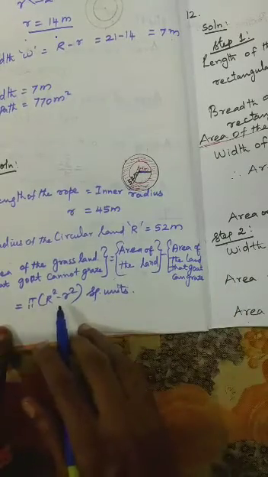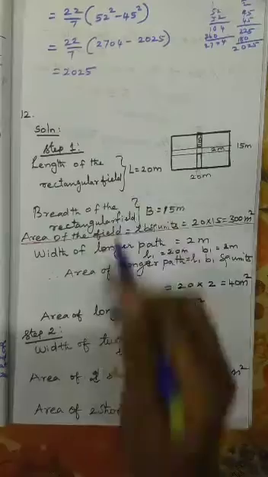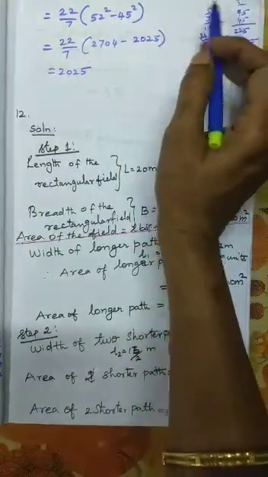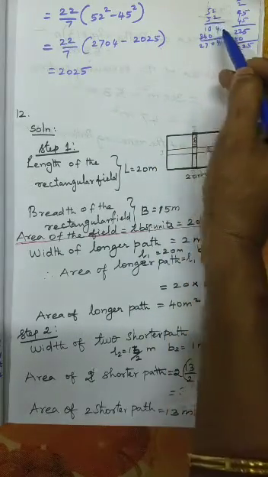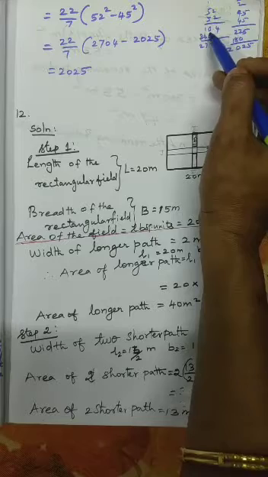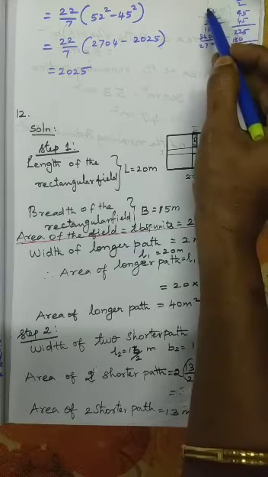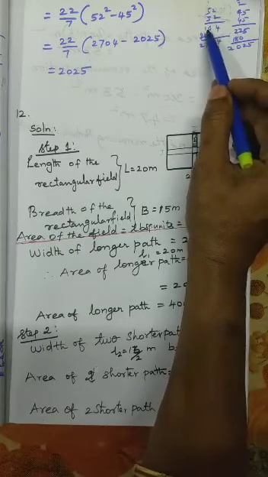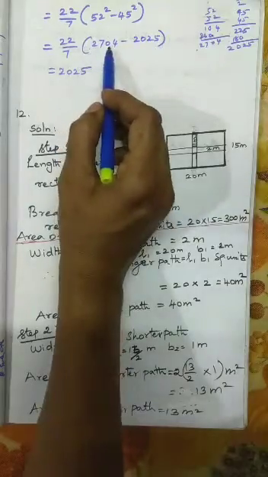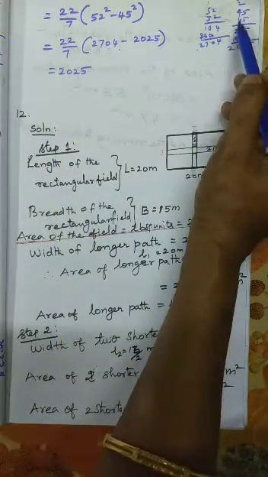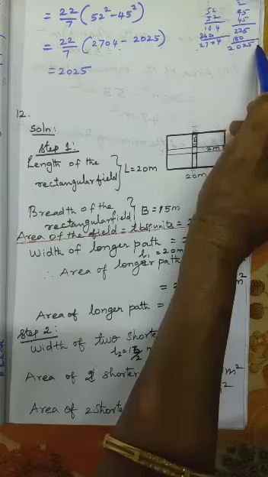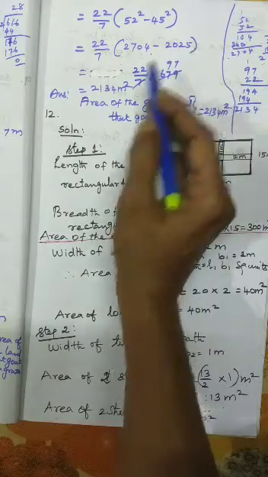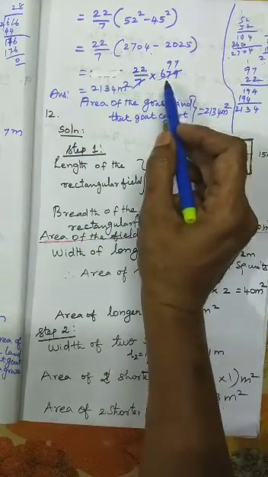That is pi into capital R square minus small r square, square units. Now 22 by 7 into 52 square minus 45 square. 52 square we can multiply. 52 into 52: 2 2s are 4, 5 2s are 10, then 5 2s are 10, 0. Remainder 1. 5 5s are 25, 1 plus 26. So 4, 0. Here 7, 2. So 2704. 45 square means it will become 2025. 2704 minus 2025 is equal to 679.